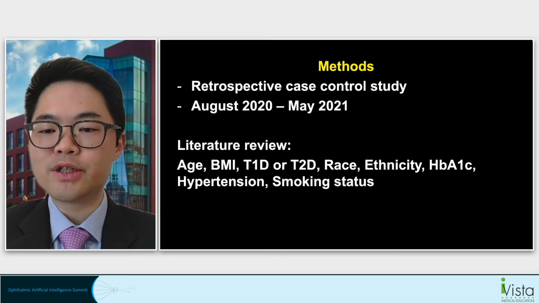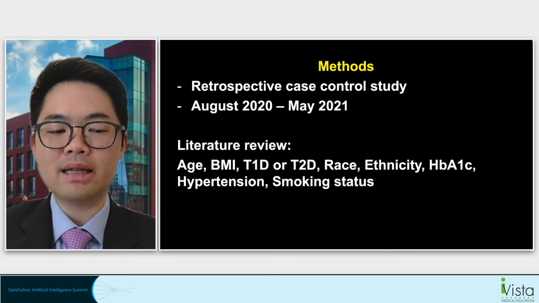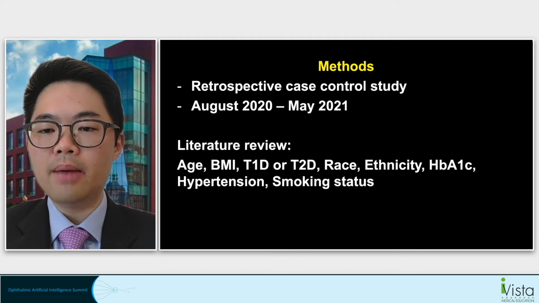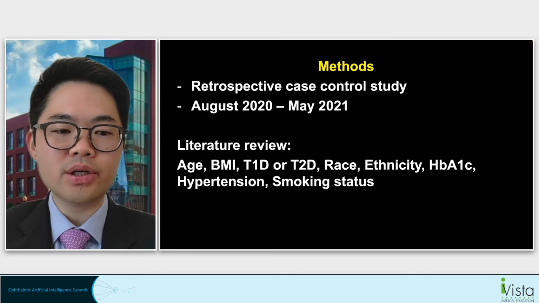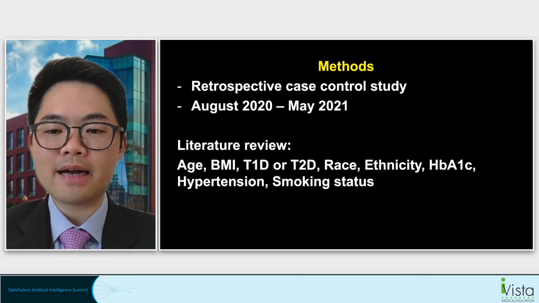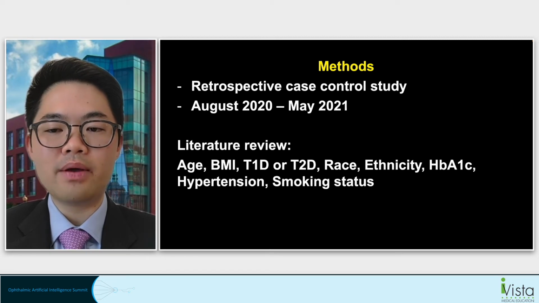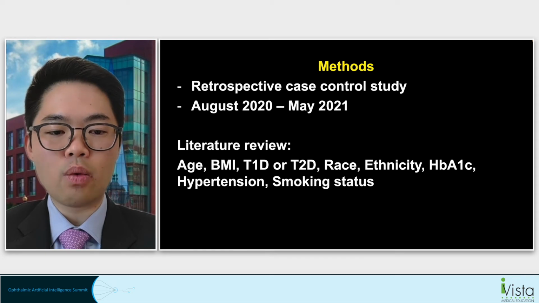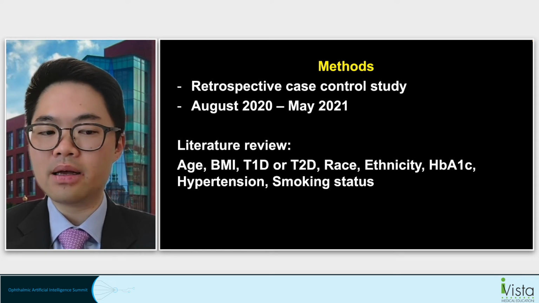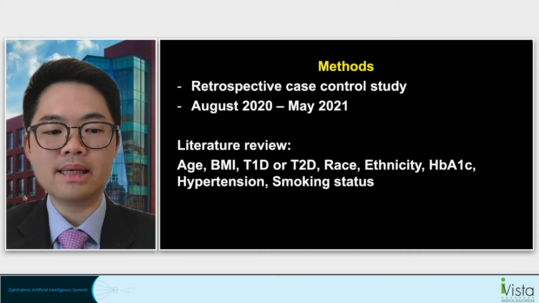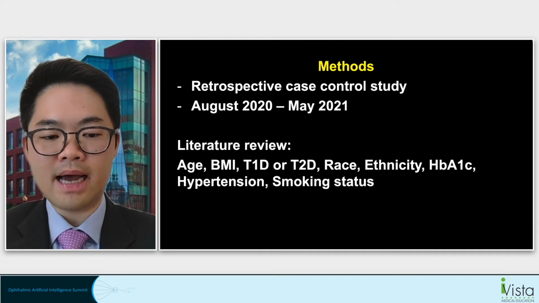This was a retrospective case control study looking at data from August 2020 to May 2021. In terms of data collection, we first did a literature review to identify risk factors that have been associated with either poor dilation or poor retinal imaging quality. The ones that we looked at include age, BMI, type of diabetes, race, ethnicity, A1C, hypertension, and smoking status.